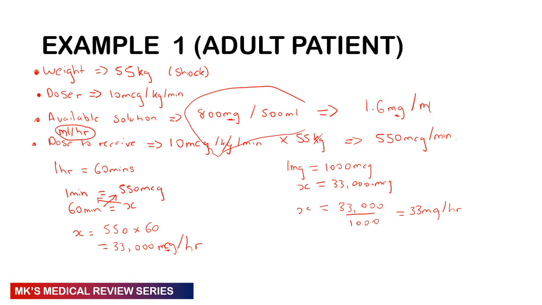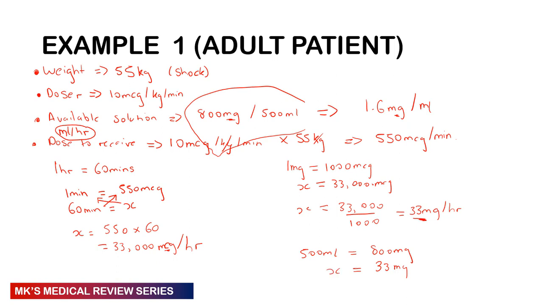we have 800 milligrams. So in 500 mils, we have 800 milligrams of dopamine, but we want to give this 33 milligrams in 1 hour. So how many mils do they need per hour to receive the 33 milligrams? So we say 33 milligrams is going to be equal to X. So then we simply solve for X, and that will give us the mils per hour.